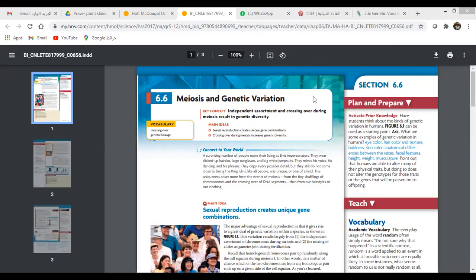راح يصير عندي half the number بتكون بال germ cell عادي diploid فيها 46 chromosomes for humans طبعا. In meiosis 1, the number of the chromosomes will become half. Why? Because the homologous chromosomes will be separated from each other.